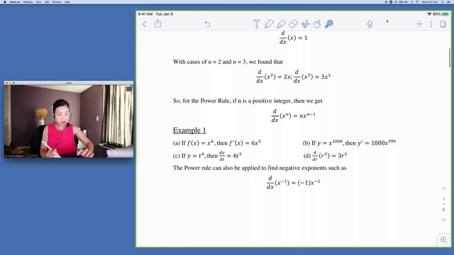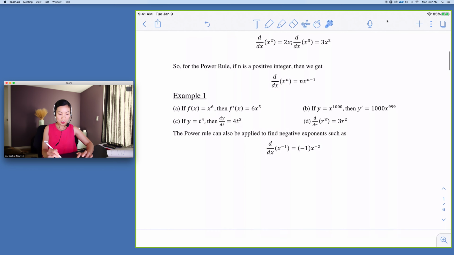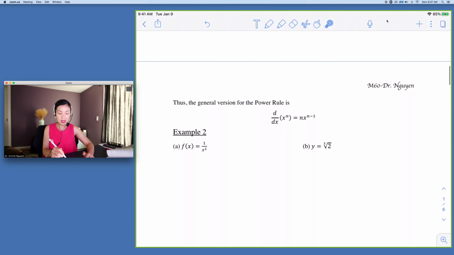Okay, let's go straight into example 1. You see right here, x to the 6th power. If we want to take the derivative, we bring down 6, and then 6 minus 1 is 5. And then right here, we have x to the 1,000, and then 1,000 minus 1 is 999, and so on. So keep that in mind. Now, if you have a negative exponent, the same rules apply, so you just proceed in that manner. This is the general version of the power rule.